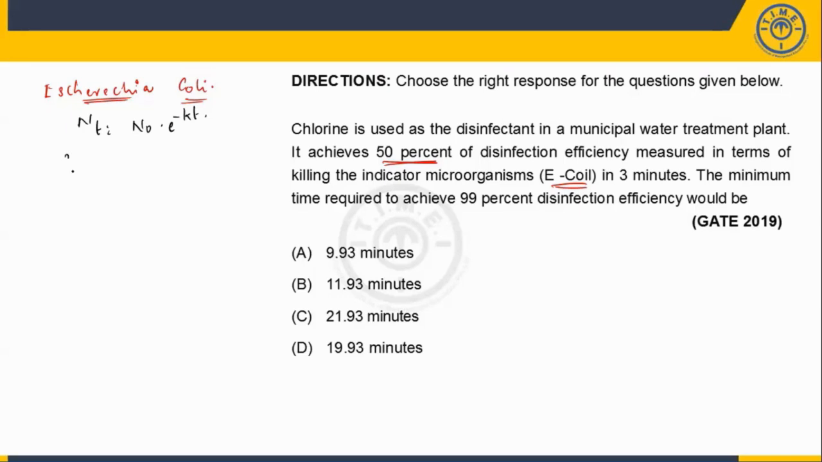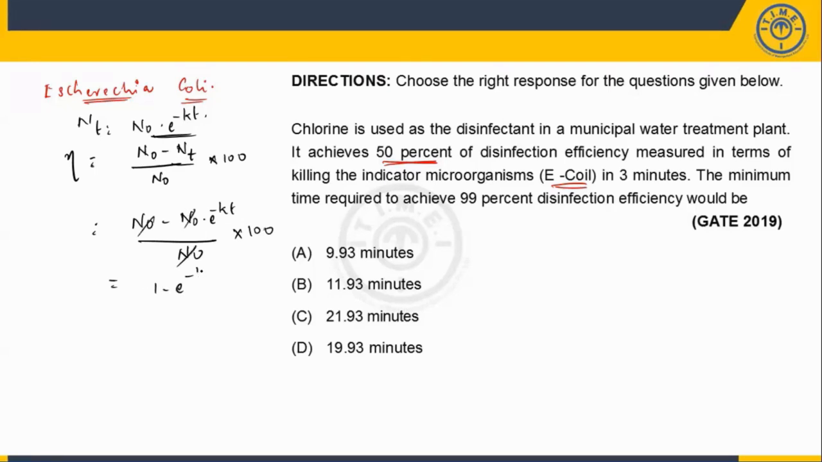Efficiency means the number removed upon N naught. N naught means the total number of microorganisms initially, and how many are removed in the given time t? It is N naught minus Nt, into 100. Now, N naught minus Nt, how can I write Nt? N naught e power minus kt, upon N naught, into 100. Can I cancel out N naught? Yes, sir. Taking N naught common, it will be cancelled, leaving 1 minus e power minus kt into 100.